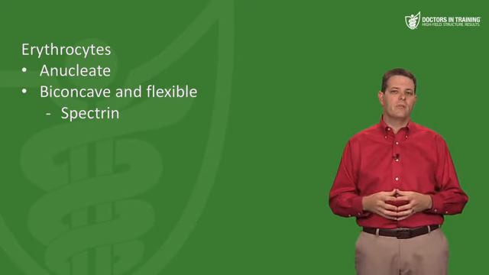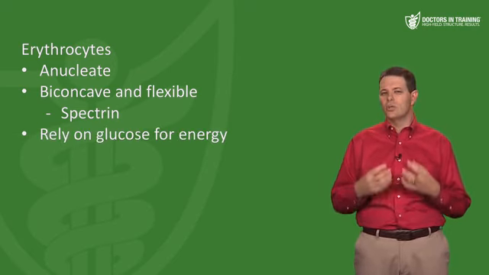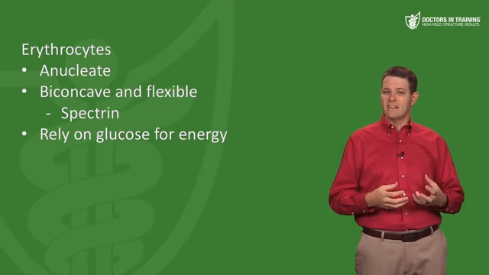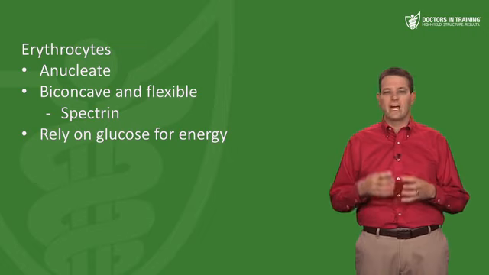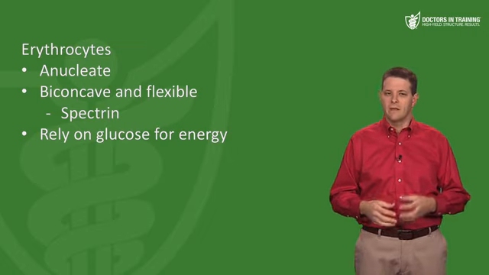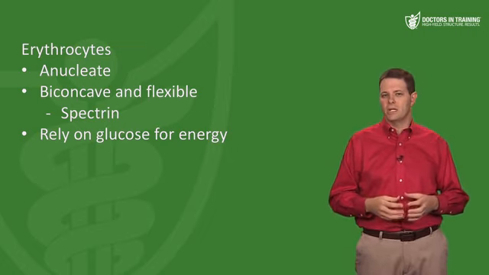Now, we've mentioned a few times already that red cells rely on glucose for their energy. Even in the fasting state, your red cells still need glucose. 90% of that glucose is anaerobically metabolized to lactate, and 10% is metabolized by the HMP shunt.